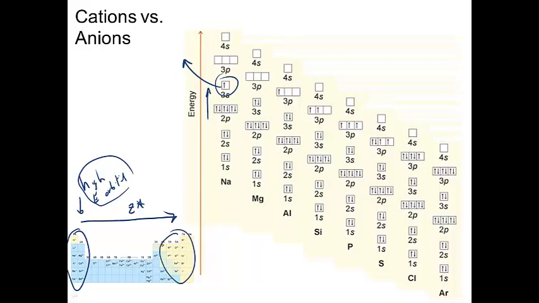Things on the right side of the periodic table have low energy orbitals, and so when they have vacancies, like as we see here and here and here, those orbitals have low energy vacancies, so electrons can be added into those. And when you can add electrons into an atom, that's when you make an anion.